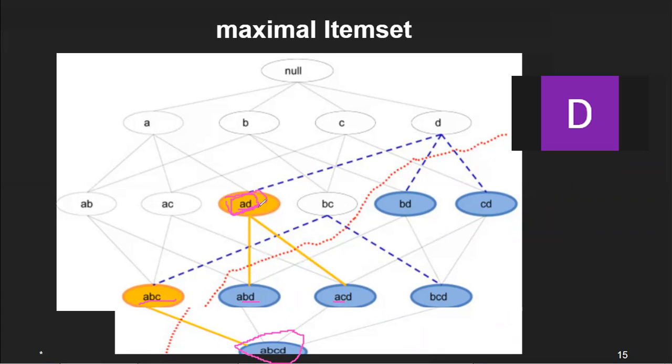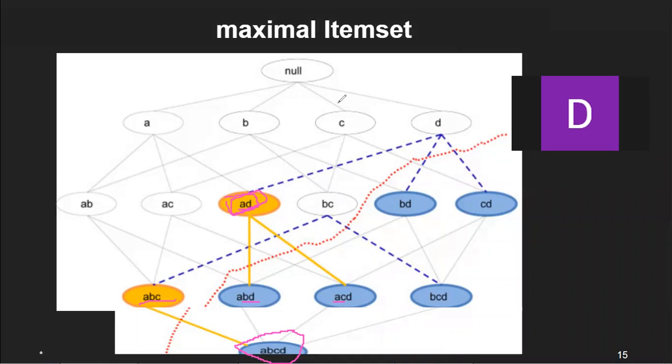Okay, I hope everyone agrees with this. If you are talking about the AD data set, remember that AD has two supersets, that is ABD and ACD. These two supersets are both infrequent, meaning both are not frequent item sets. That's why AD is a maximal frequent item set. I hope everyone is clear on this concept now.